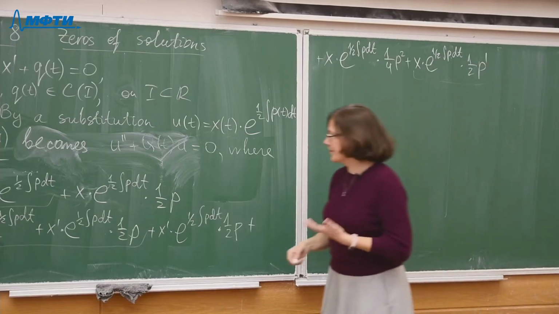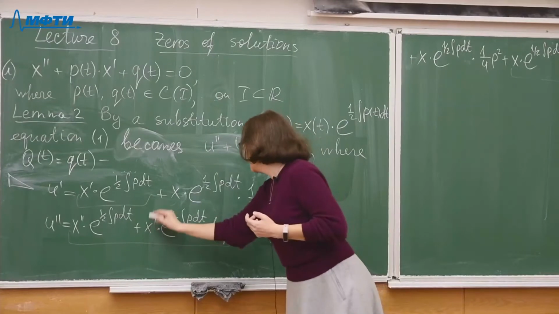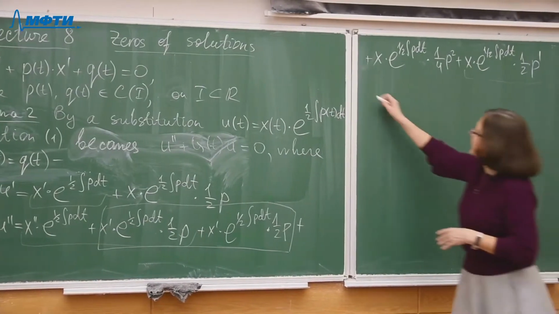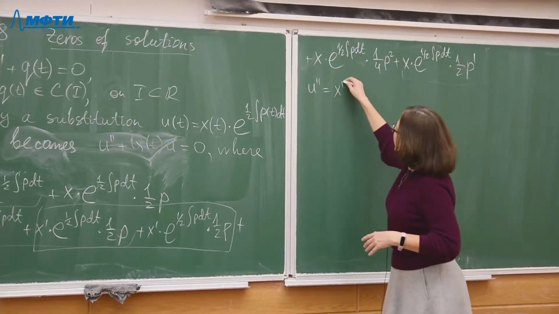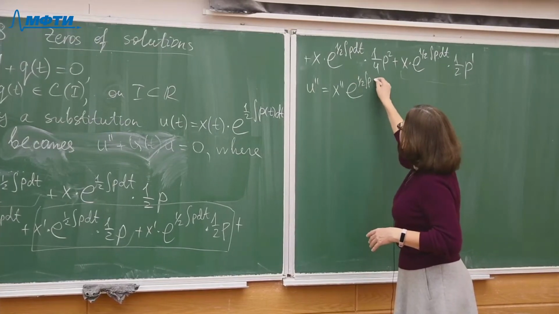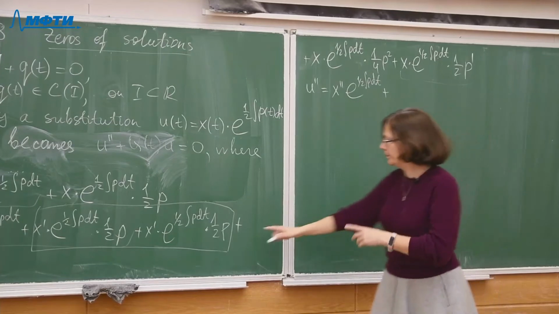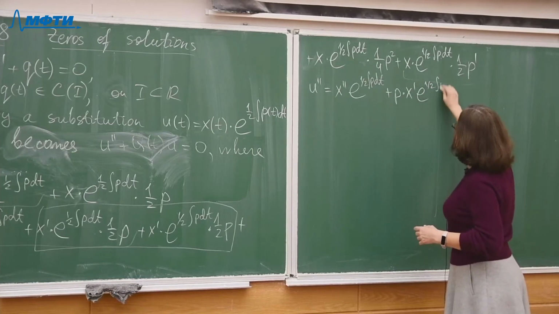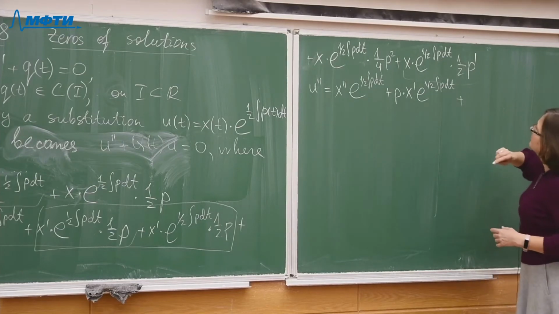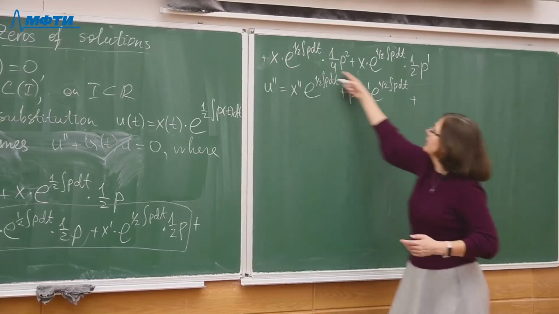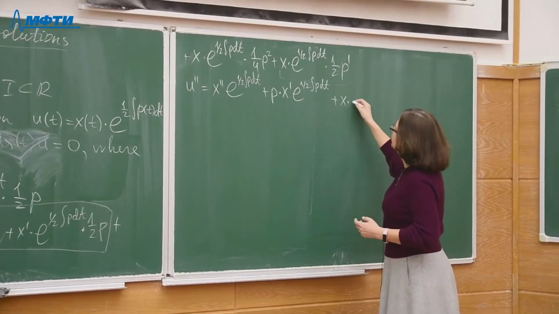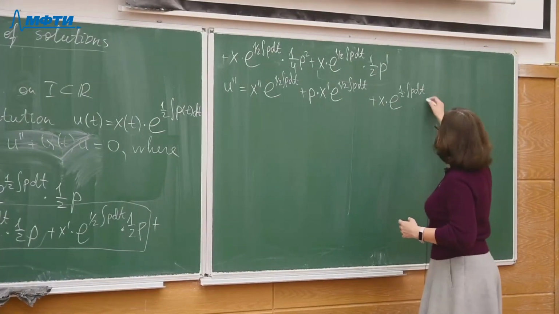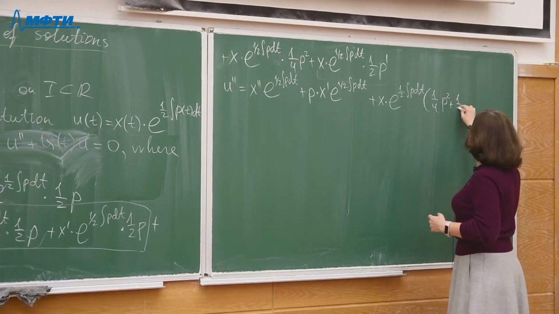Well, next, let's collect similar terms. These two terms are the same, so we can add them together, and we will get the following. u double prime is equal to x double prime e to the power 1/2 the integral p dt, then plus 1/2 p plus 1/2 p, which gives p times x prime e to the power 1/2 the integral p dt, plus, collecting similar terms here, the common factor for these two terms is x times e to the power 1/2 the integral p dt, times 1/4 p squared plus 1/2 p prime.